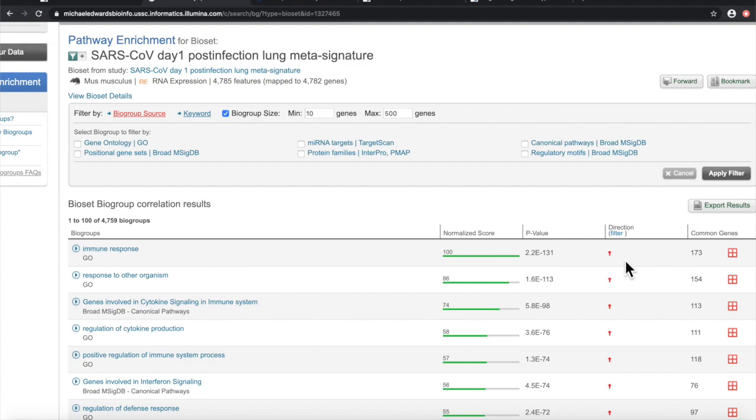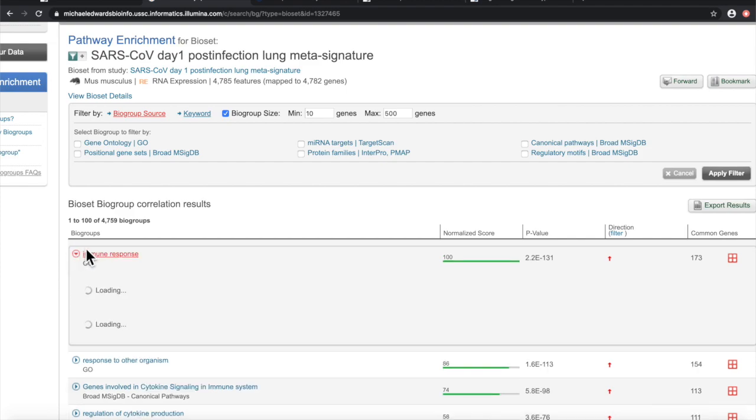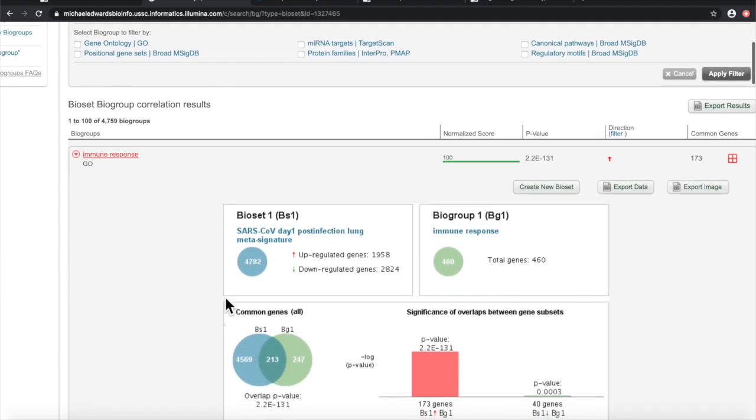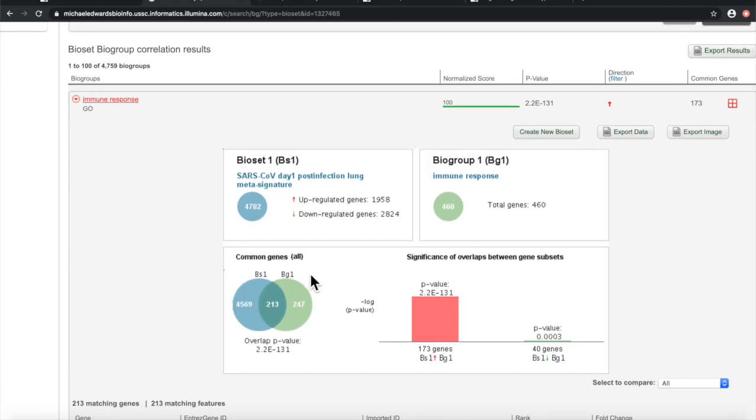We are also given a direction of change for the groups based on whether the majority of the genes in this category that were on our signature went up or down compared to our control. And the number of genes in our dataset that followed this direction of change is given on the right. If we take a closer look at the top group, which is no surprise the immune response given the infection, we can get more information on these common genes.